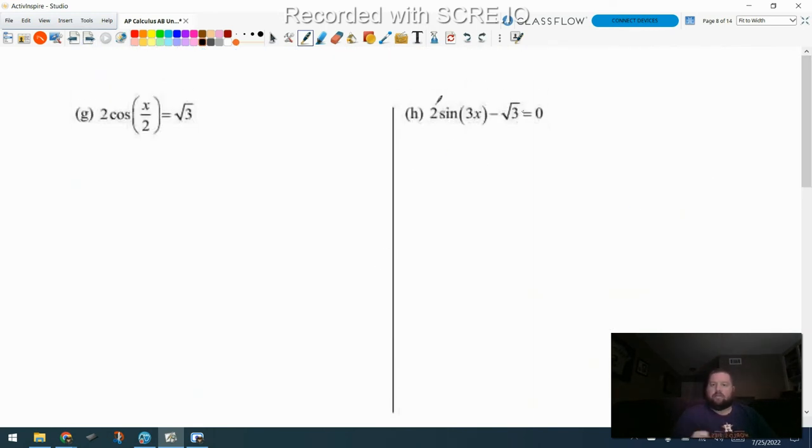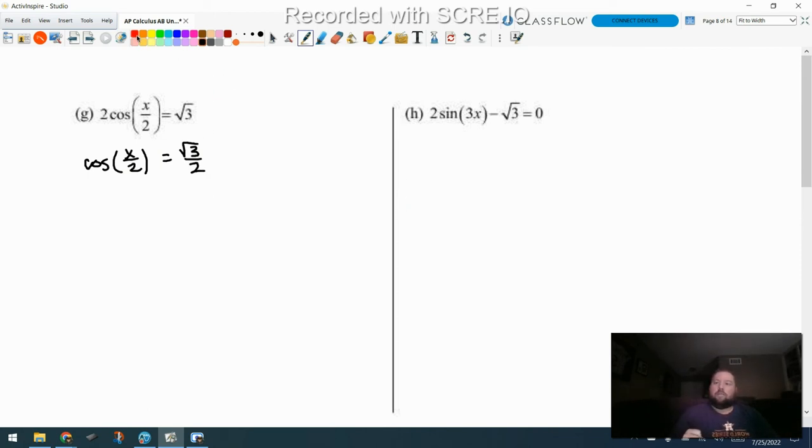All right, now we have a half angle, which has a formula, but we actually don't need to use it. There's another way. Since there's not a sine x on the other side or some other function, we don't have to transform this into anything else. We don't need an identity here. So here's what we're going to do. We're going to divide by 2 to get the cosine of x over 2 by itself. And that's equal to the square root of 3 over 2.